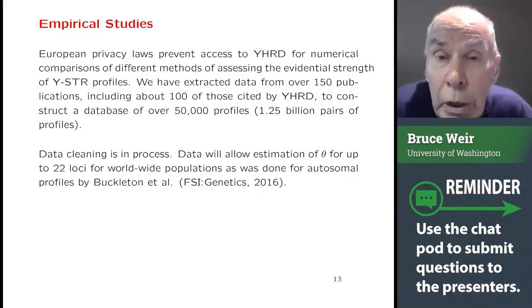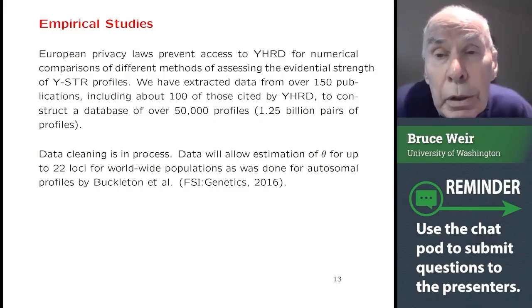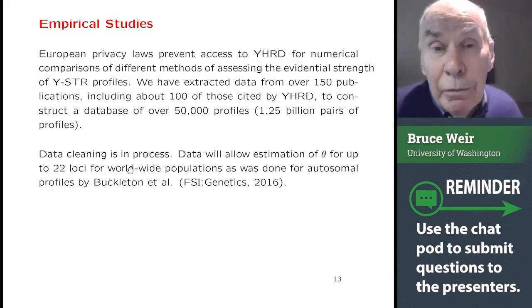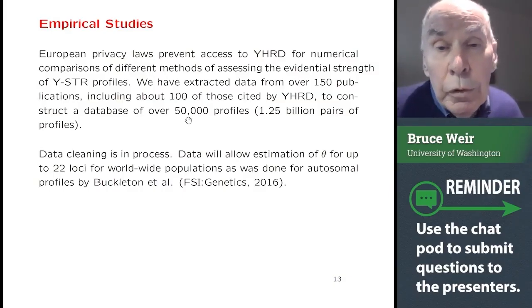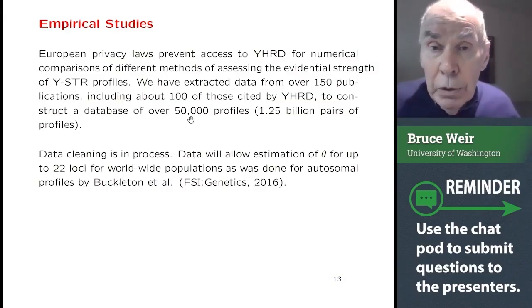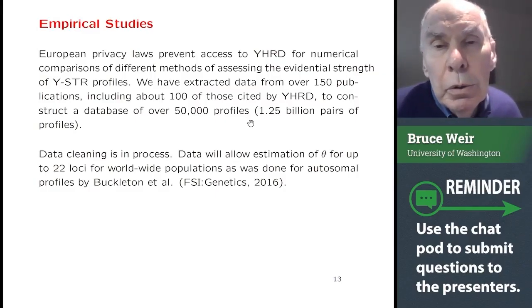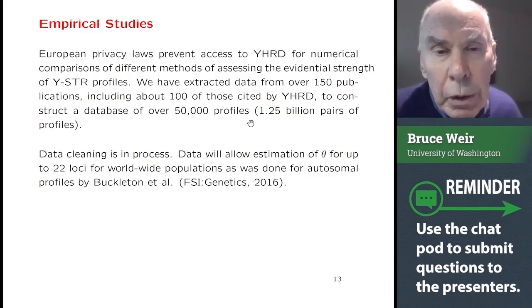So we are constructing our own database. YHRD has a list of publications. We're working our way, we've just about finished working our way through those, looked at all those publications, and identified the ones that had the actual profiles published, generally as supplemental material. And we've done over 150 papers so far. About 100 of those have data that are already in YHRD, and we're over 50,000 profiles so far, so we can do 1.25 billion pairs of profiles. And we're continuing. We won't have much more, but we might get up to 70,000 profiles.